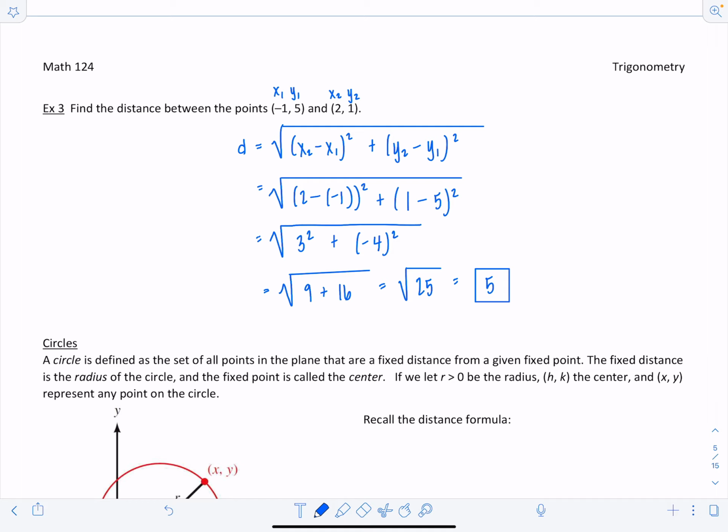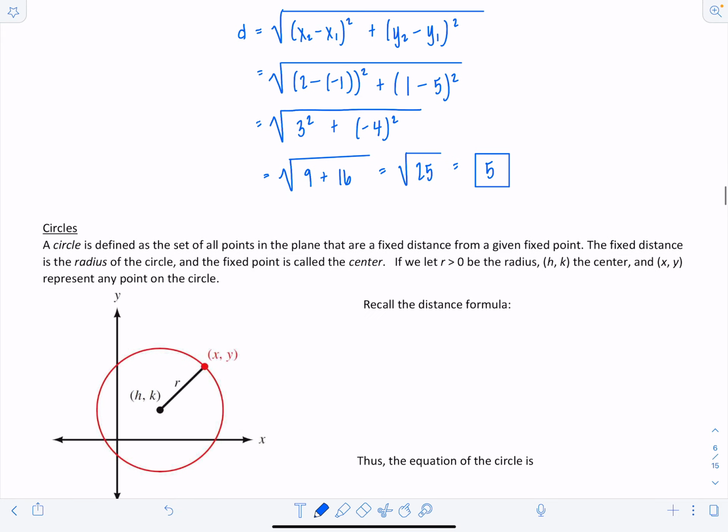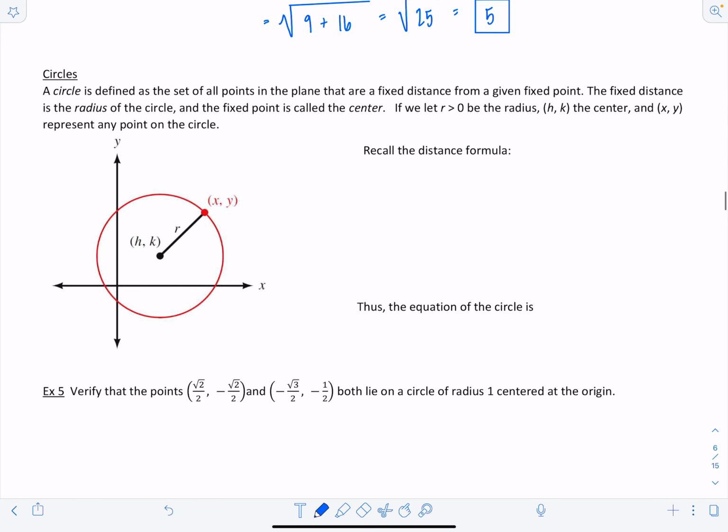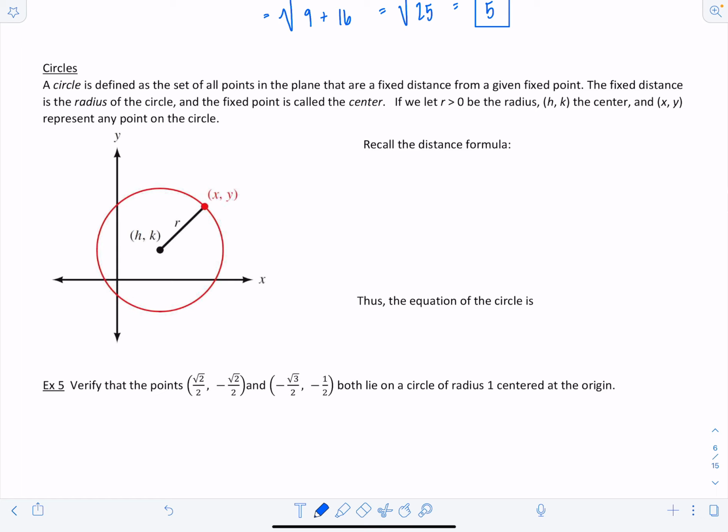All right, good. As long as you remember the formula, you'll be in good shape. Now, let's look at circles. A circle, by definition, is the set of all points in the plane that are a fixed distance from a given fixed point. The fixed distance is called the radius of the circle, and the fixed point is called the center. So those are the two key characteristics to uniquely identify any circle.